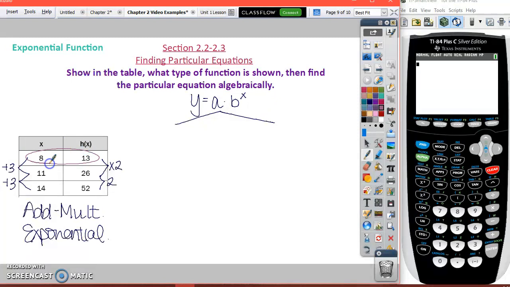So I'm just going to go ahead and use my first one, plug 13 in for y, leave a and b alone since that's what we're searching for, and plug 8 in for x as the exponent. The other point that I'm going to use is the second one, and I'm going to plug in 26 for y. Again, we don't know a and b, and plug 11 in for x.